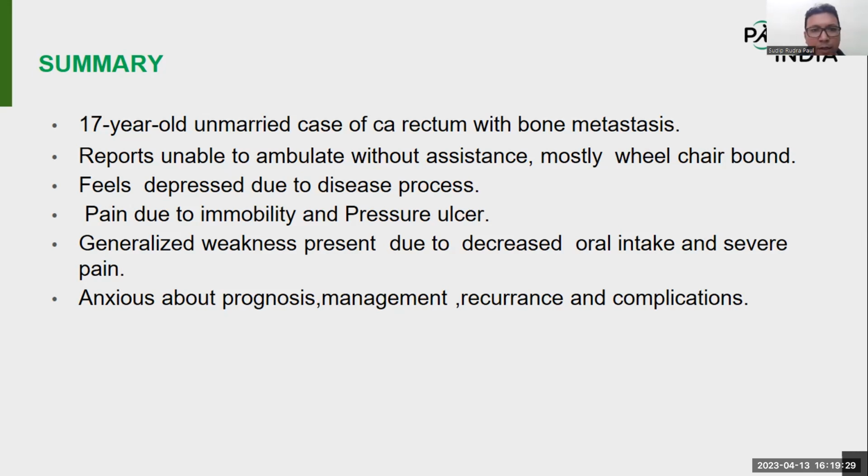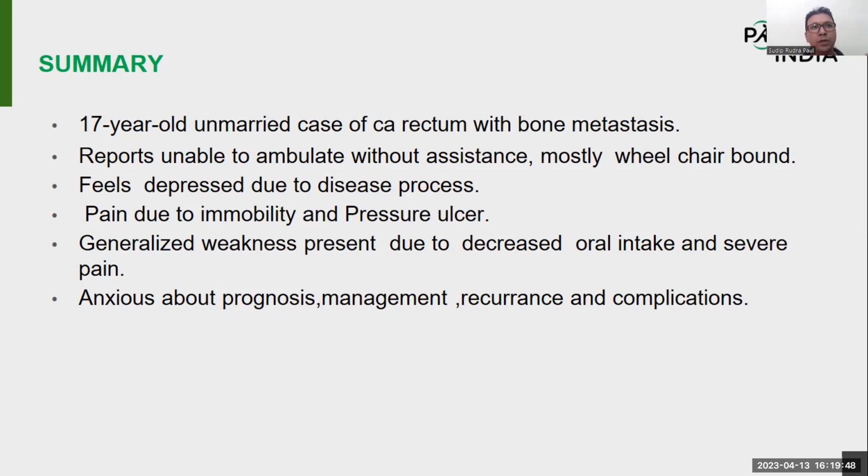Yes, absolutely correct. And definitely, like in our hospital, I was posted in OT. Recently, I came to palliative care. Previously, for the last 6 months, I was posted in OT. So I have encountered the same type of patient actually.